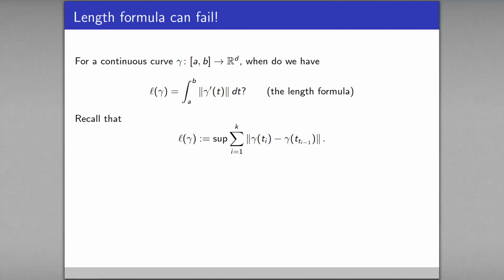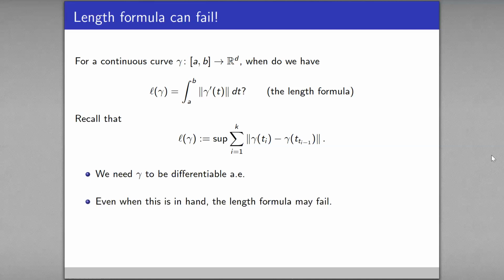There are several ingredients for that. First of all, gamma has to be differentiable, so we can talk about gamma prime, at least almost everywhere, so that we can integrate it. But it turns out that this is not sufficient. We could have gamma differentiable almost everywhere, but the formula could still fail. And the reason goes all the way back to even real valued functions.